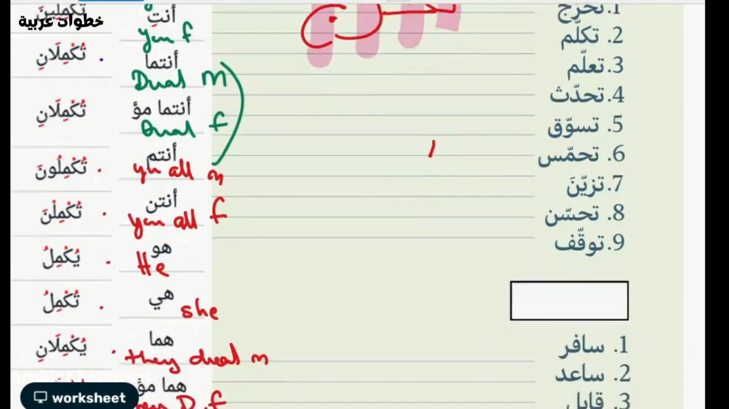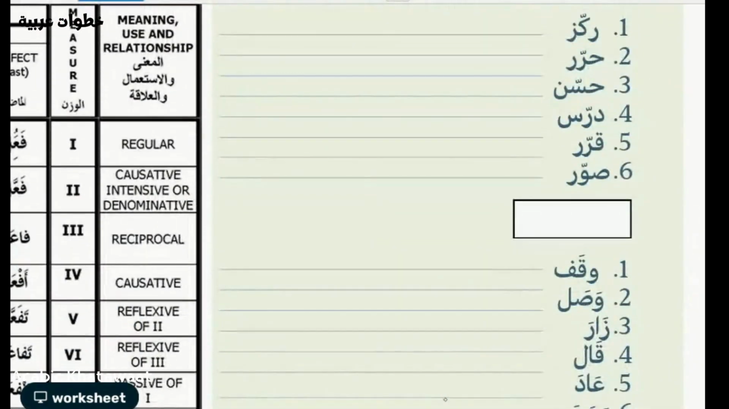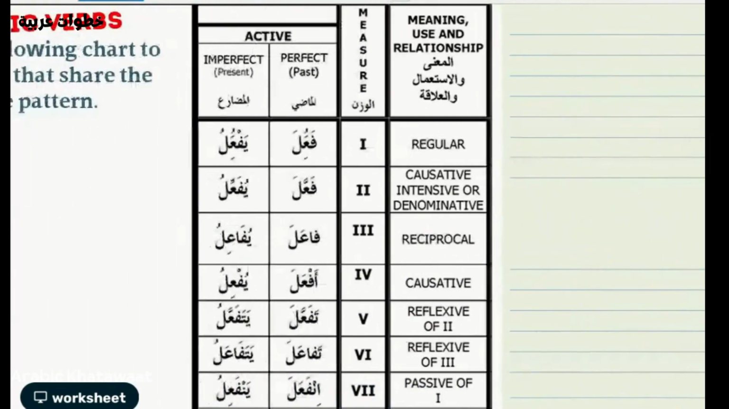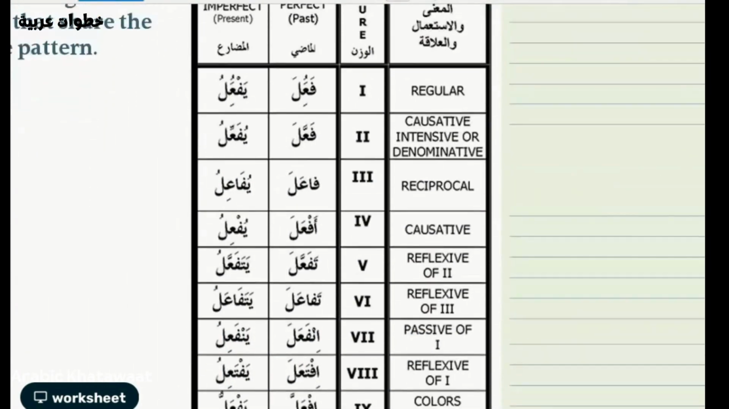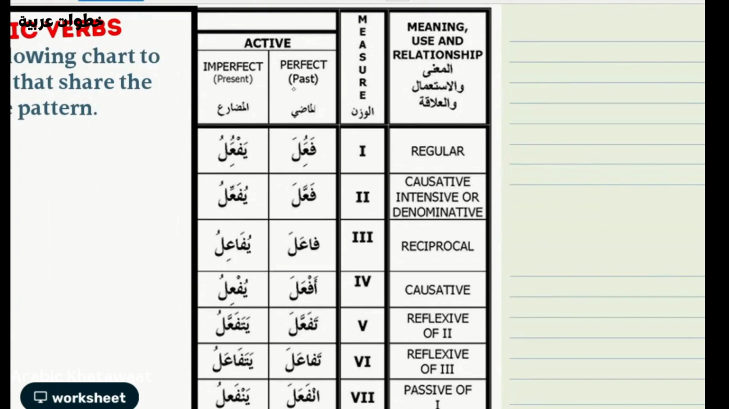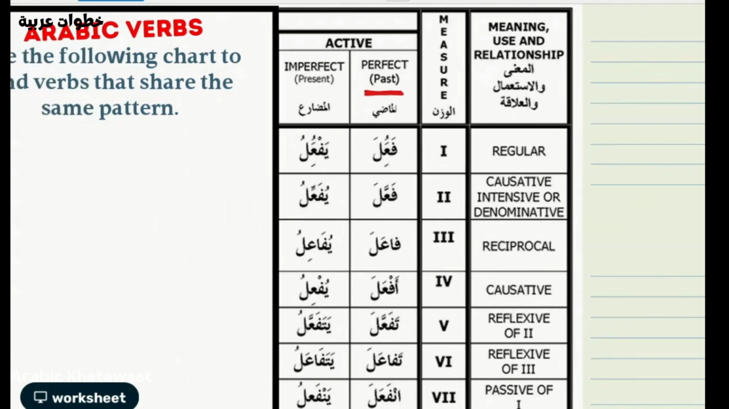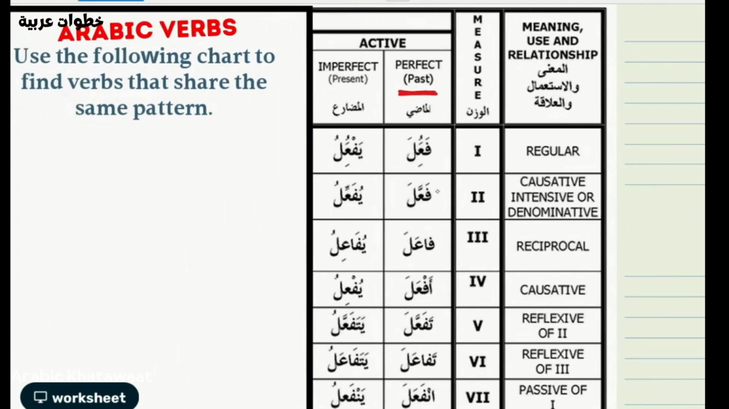Now I have this, tafa'ala, I go to my chart, and I look for always the past tense, because the present tense has different short cases, and the present tense has additional prefixes and suffixes, so it will be confusing to determine the actual verb or the base form.